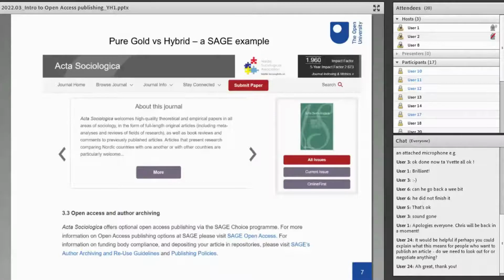So you can see that they offer two kinds of journal titles here, and you can usually find the details about their position on open access in the submission guidelines, as you can see on the bottom there. And they offer the optional choice of publishing via their Sage Choice publishing programme, as you can see in the information.